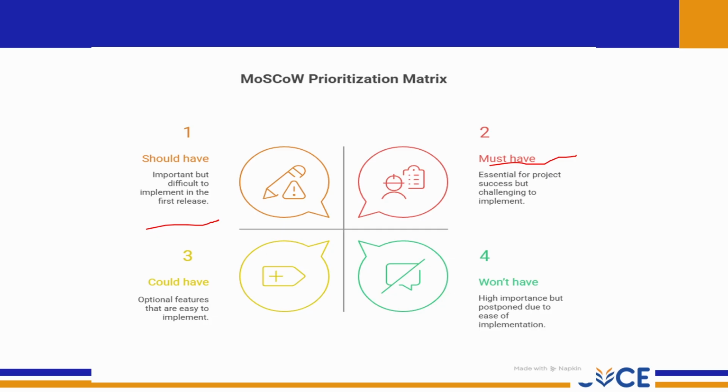And third one is the could have. In the bottom left, we have the could have features. These are the optional improvements that add extra value to the product. They are usually easy to implement but they are not mandatory. If the team has extra time, these can be included.